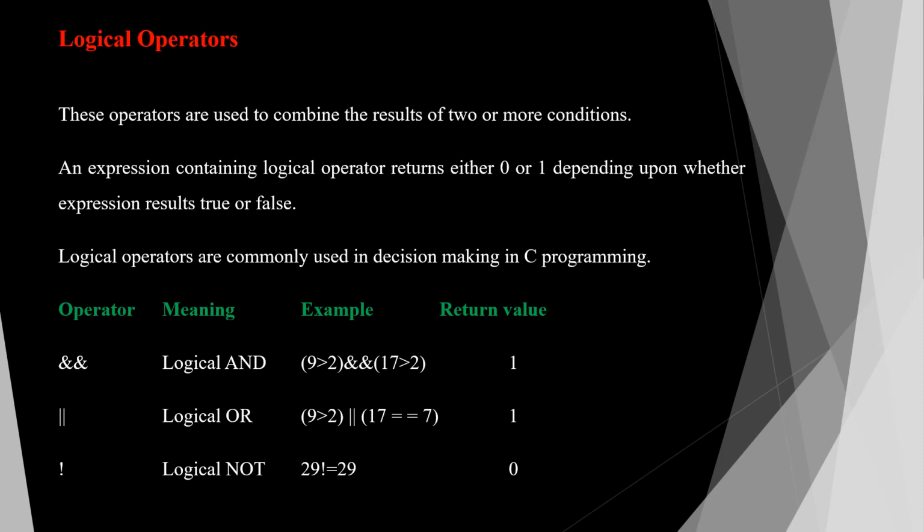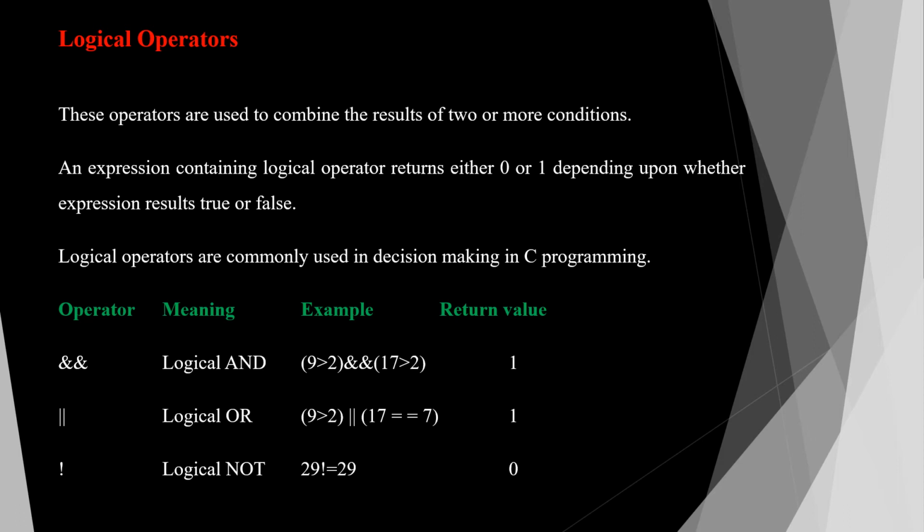This table represents the logical operators: double ampersand, double pipe symbol, and the complement operator. The first operator, double ampersand, represents the logical AND.